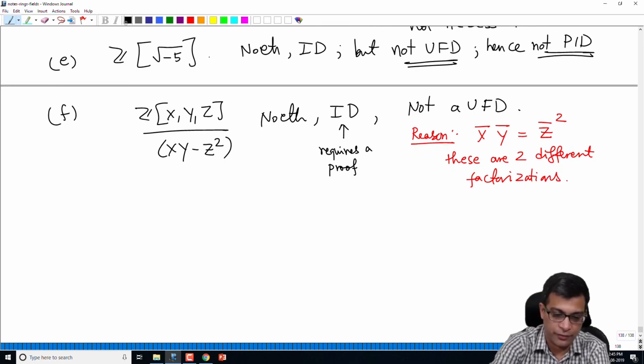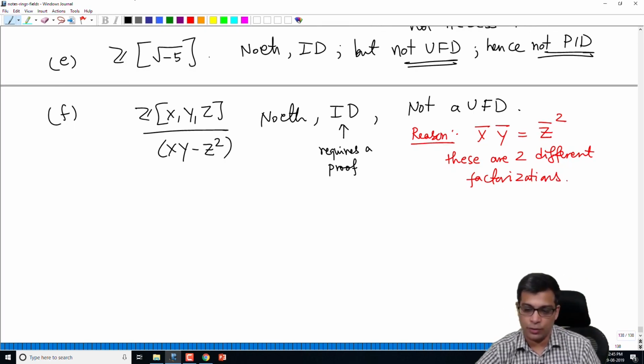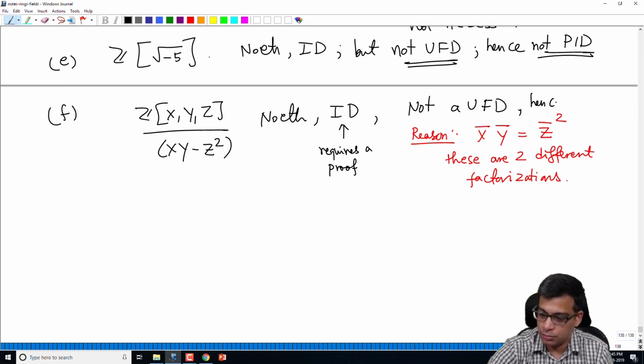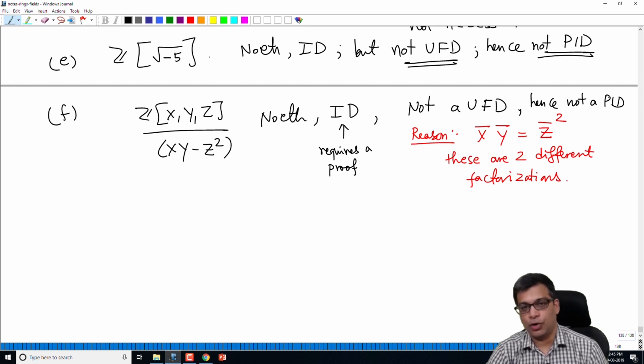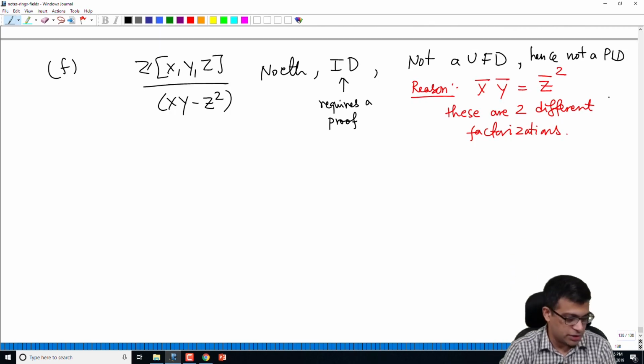So these are two different factorizations. So this is not a UFD and hence not a PID. One has to check this. What really one has to check is that x bar, y bar, z bar are three distinct irreducible elements. That's not that difficult to check, but I will leave that for you.